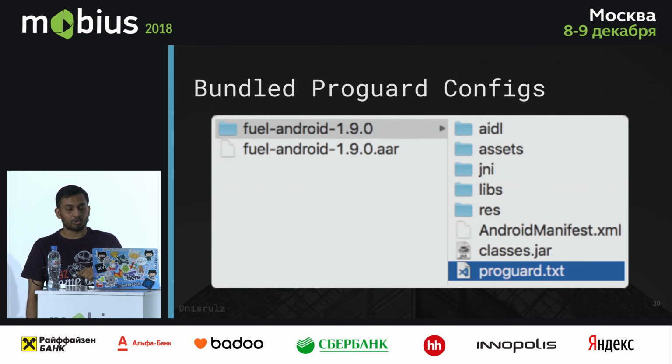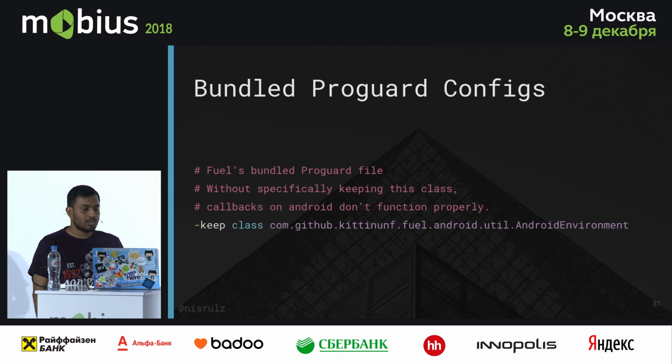I want to check this proguard rules .txt now, and it has a very specific line that says, keep this particular class, that is Android environment here, because without it, none of the callbacks are going to work anymore. So this gets appended to your app, and when you run your application through ProGuard, these files are kept, the library works, the app works, everything works, you're good.